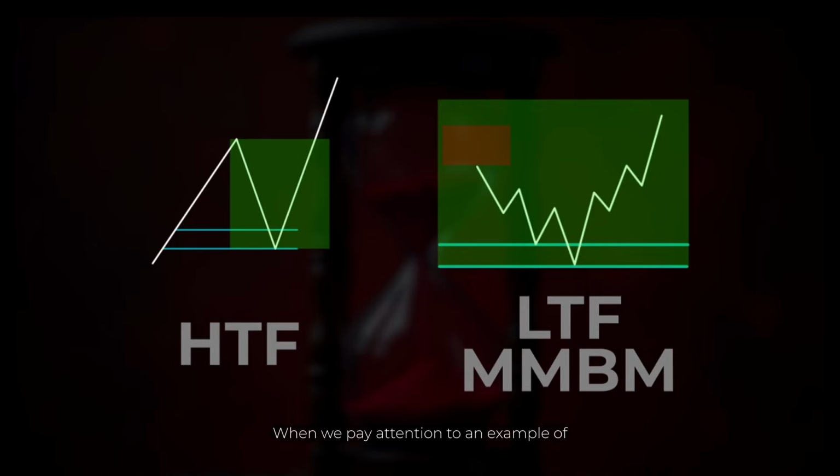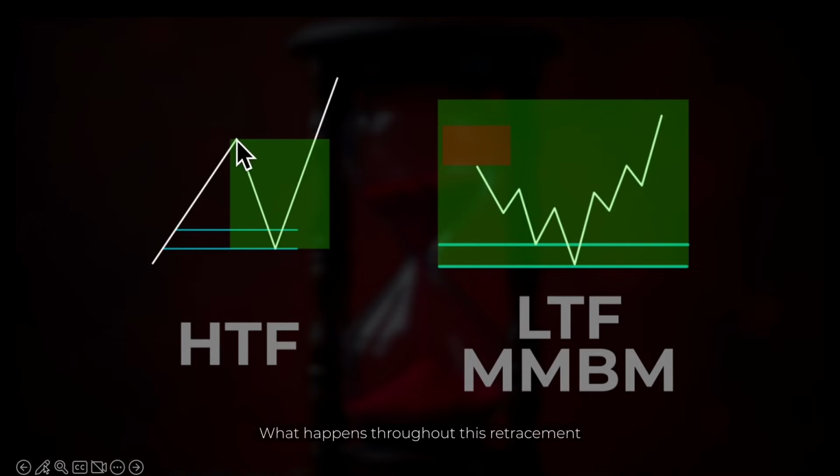When we pay attention to an example of this taking place, on the left you can see a higher time frame chart of any given market, and on the right you can see the lower time frames. On this higher time frame chart, the market expanded towards the upside and it retraced lower. What did the market retrace into? The market retraced into a bullish fair value gap which formed throughout this expansion higher.